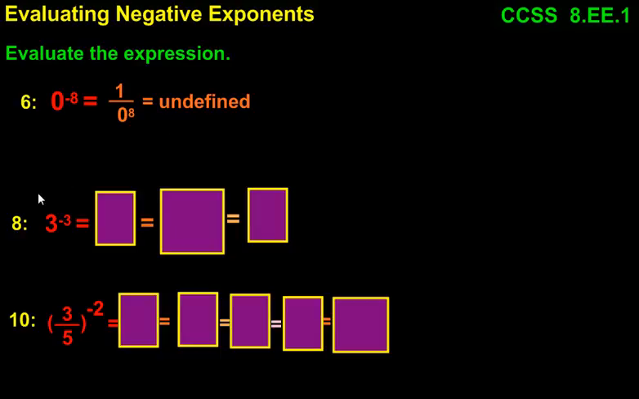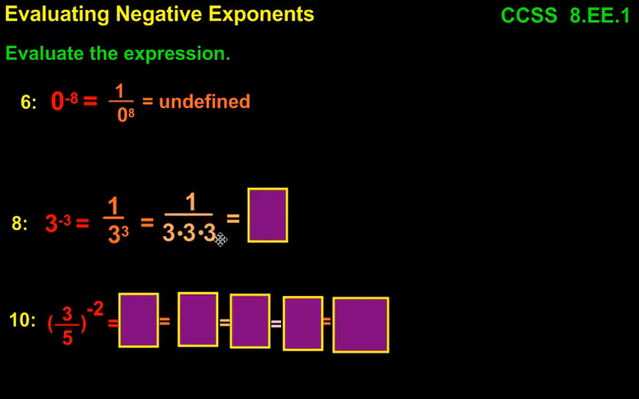For number 8, we have 3 to the negative 3rd. So we're going to want to put that as a fraction, 1 over 3 to the 3rd, which is 1 over 3 times 3 times 3. And 3 times 3 times 3 is 27. So the answer is 1 over 27.